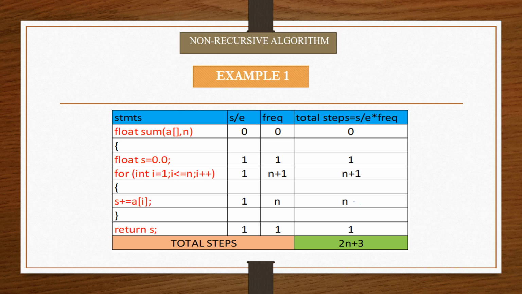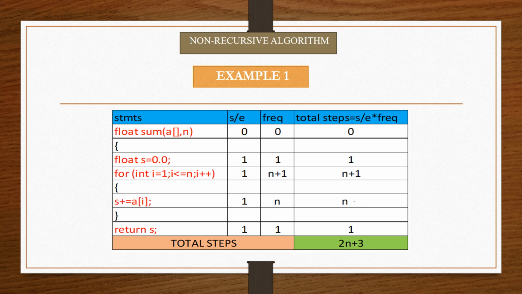This is a for loop. It is an executable statement, so 1. And how many times will this be executed? n plus 1. n is for the true times and 1 is for the false execution. That is why n plus 1, and the product of these two will be here. And this is non-executable, so nothing. And this is an executable statement which will be executed only when the condition is true, that is n. So 1, and it will be executed n times, so the product is here.